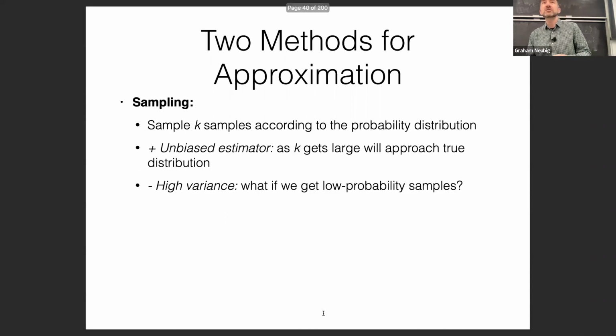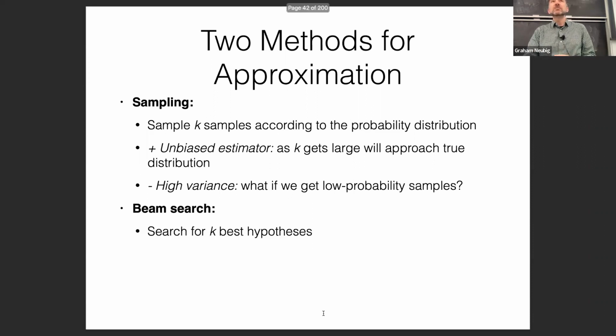The problem with it is it's high variance. So what if you get low probability examples? What if you have a lot of examples that aren't near the top of the probability ranking? This may cause your estimate of the partition function to not be very accurate.